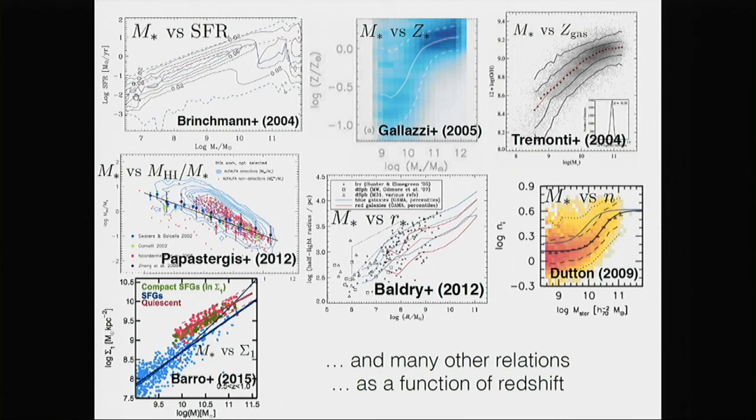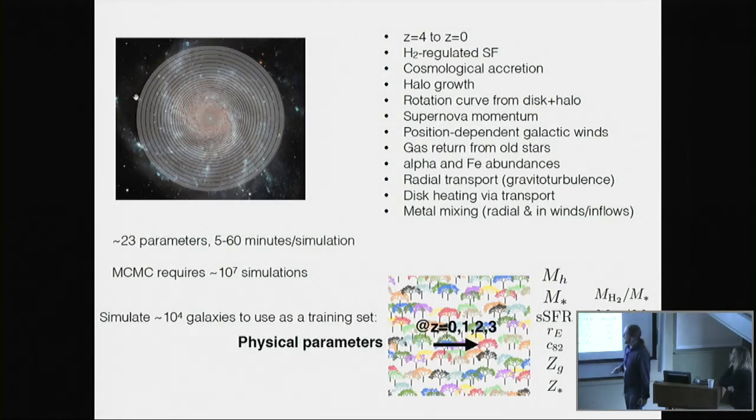And the model I'm going to use to try to do that is this one. I take a disk galaxy and I divide it up into little logarithmic annuli, and I include all this physics, and then I evolve these galaxies from redshift 4 to redshift 0. Because we don't understand a lot of this physics very well, there's a lot of parameters that go into this model, and because it's a real radial simulation, it takes some time to actually run these calculations.